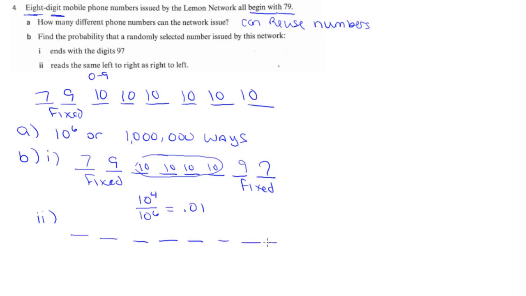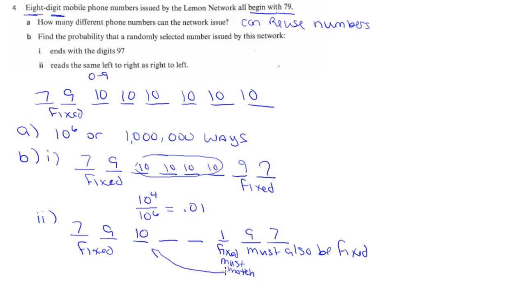Now, part 2, it says what's the probability that they read the same from right to left? Well, if these first two are fixed, then these last two are also going to be fixed because it has to be 7, 9 if I read them backwards and forwards to be the same. Now, when I pick this one, that fixes the other one because they have to match. Now, when I pick the fourth digit, that's going to make the other one fixed because it has to match.